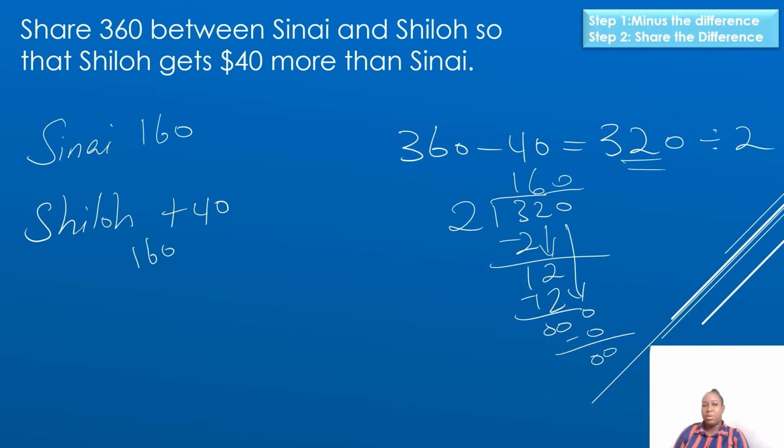160. Okay, so Sinai will get 160, but the question tells us that Shiloh gets 40 more. So to know how much Shiloh gets, we need to add 160 and 40, and that will give us 200. Okay, so this is how much Sinai gets, 160. This is how much Shiloh gets, 200. Okay, let's do our next question.